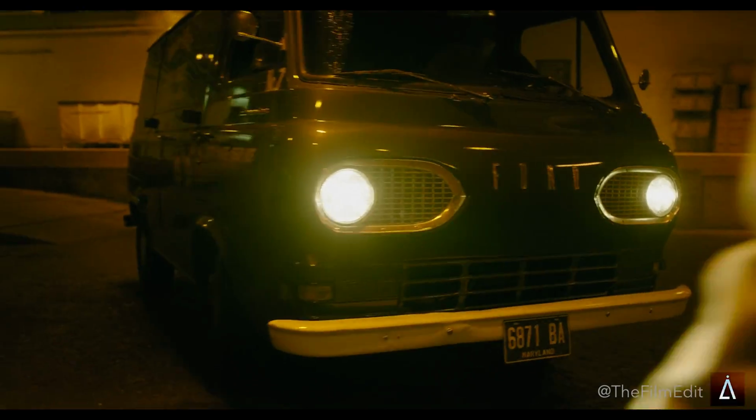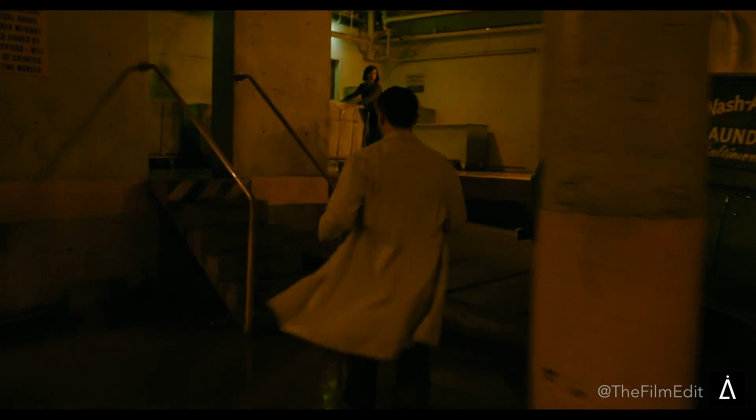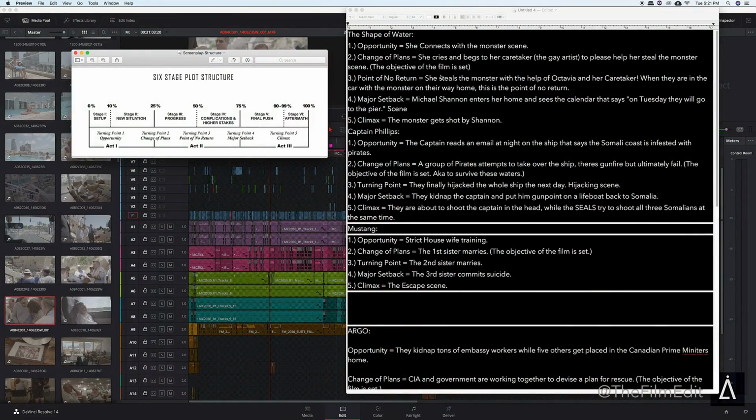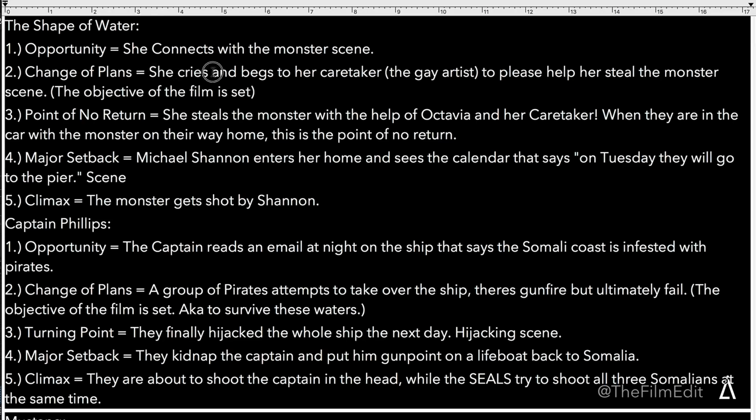There's no going back to a regular life anymore. They now have this government-created creature in their hands, and there's absolutely no going back. And so when they are in the car with the monster on their way home, this is the point of no return. So it's usually one scene. As you can see: opportunity, connecting with the monster, change of plans. She's already decided what she wants to do. The point of no return. She steals the monster with the help of Octavia in the car.